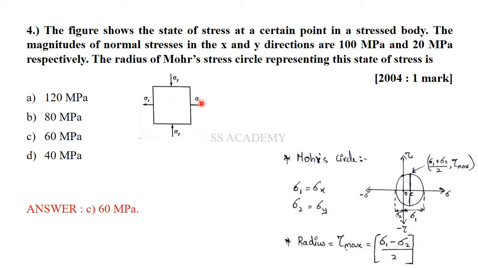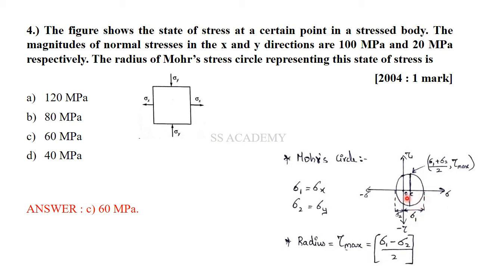Which one is the major principal stress and which one is the minor principal stress? The maximum one becomes the major principal stress, which is 100 megapascal. So this is tensile, sigma x is tensile. So the center of the Mohr circle shifts to the right side of the origin. So you can see sigma 1 is greater and sigma 2 is lesser. As we have discussed earlier, principal stresses are calculated from the origin along the x-axis.